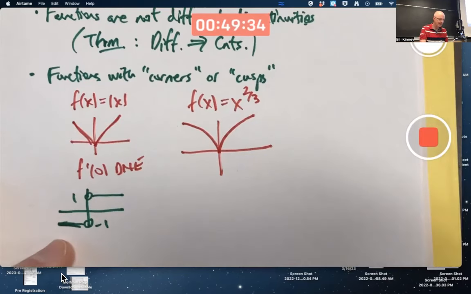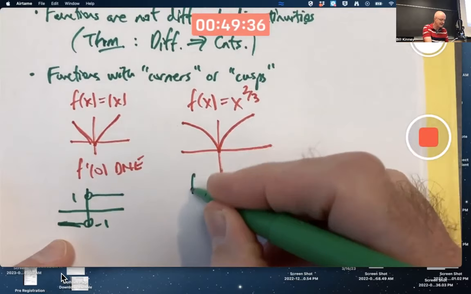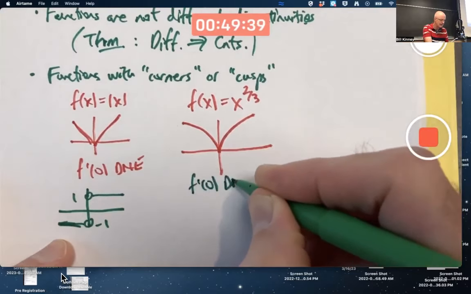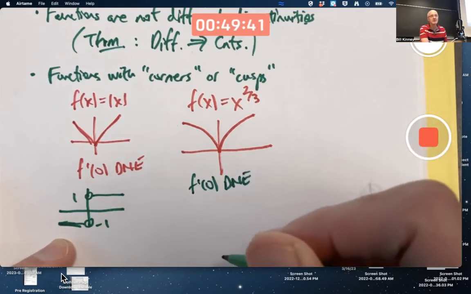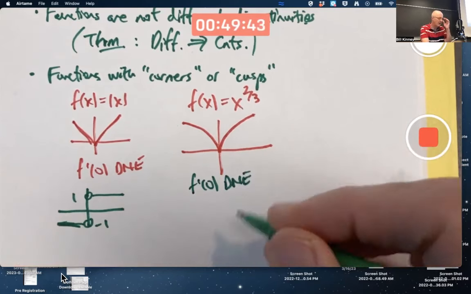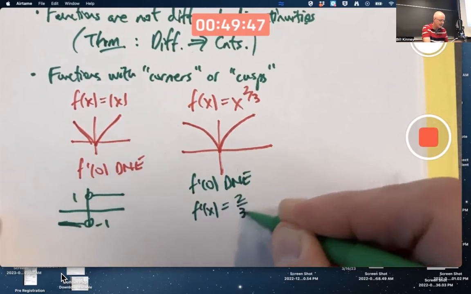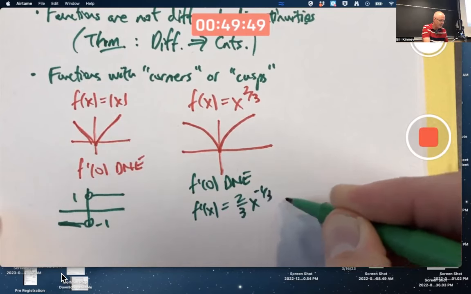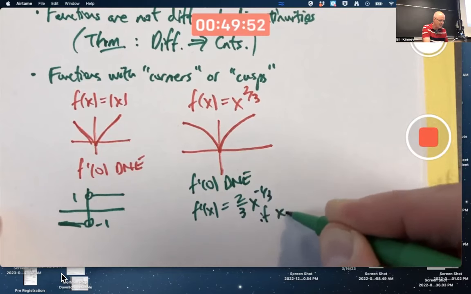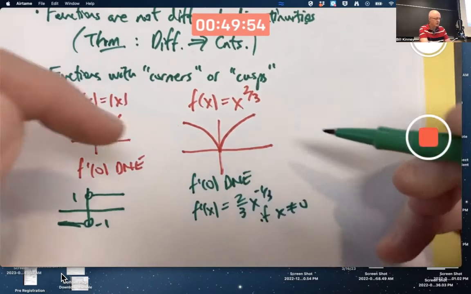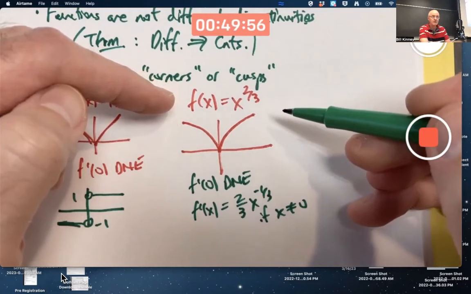So here, once again, f prime of 0 does not exist. It does exist everywhere else. And in fact, the power rule would tell you f prime of x here is 2/3 x to the -1/3 if x is not 0. That's what the power rule would tell you. You remember the power rule?